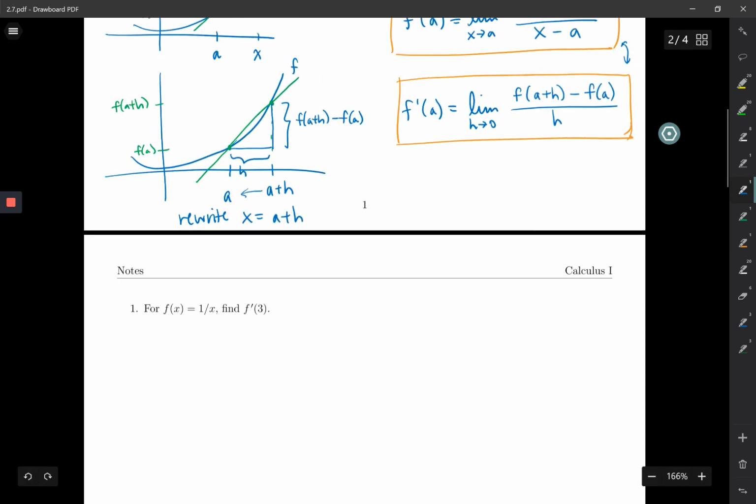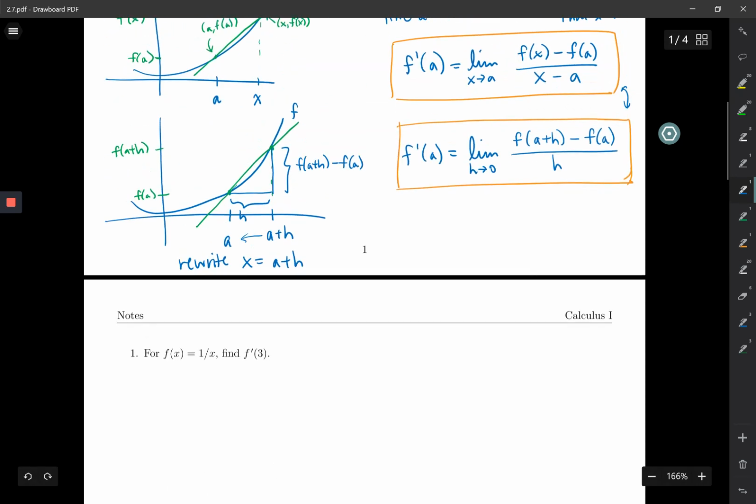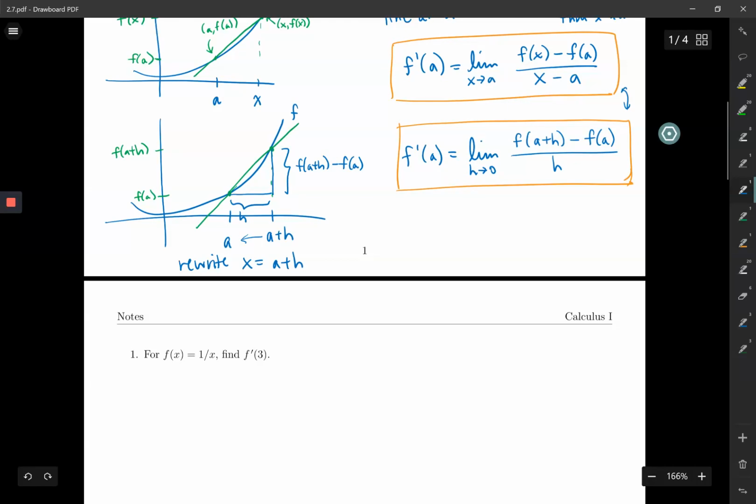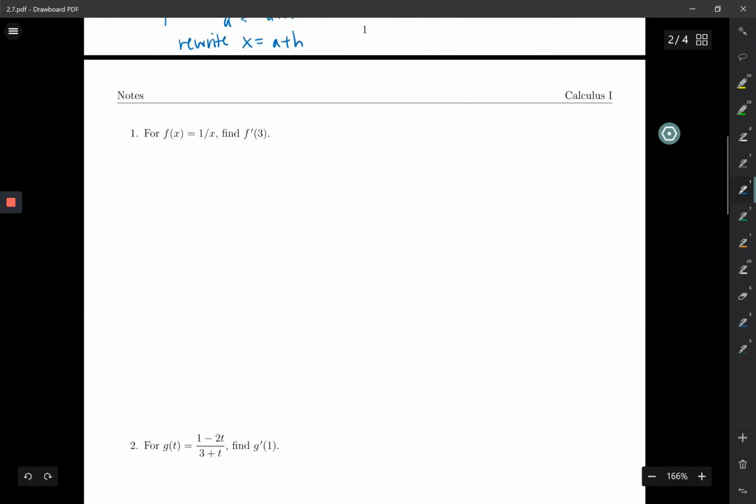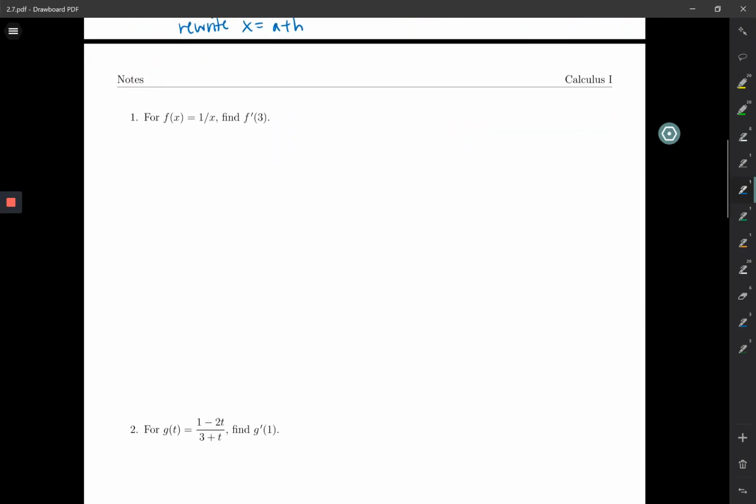So you can use either one. So I'm going to use both of them in this first example so that you can see both ways. Okay, so we just want to set up our limit. So we want to find f prime of 3. So that means that our a here is equal to 3.